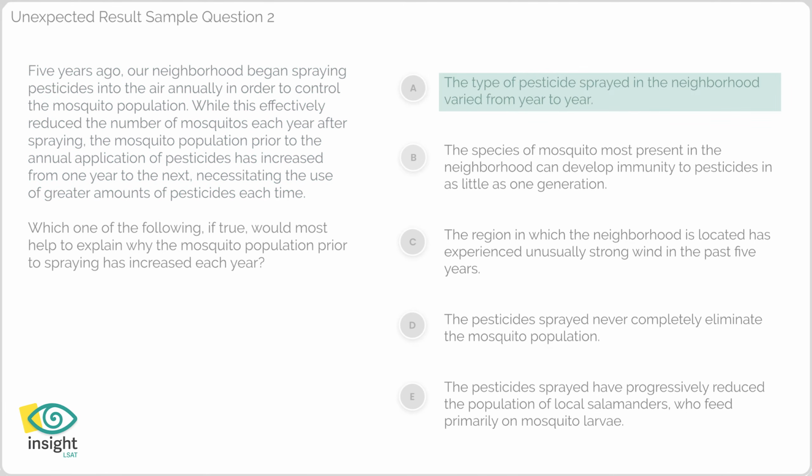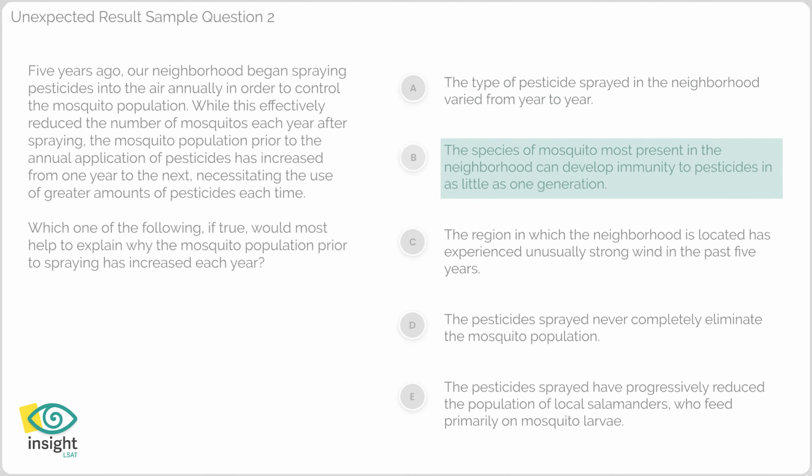A. The type of pesticide sprayed in the neighborhood varied from year to year. Okay, so maybe it worked better sometimes and worse other times? No, it says in a general way that the sprays are effective, so I don't see how this one's going to clear things up. I guess I'll just pass on it for now.